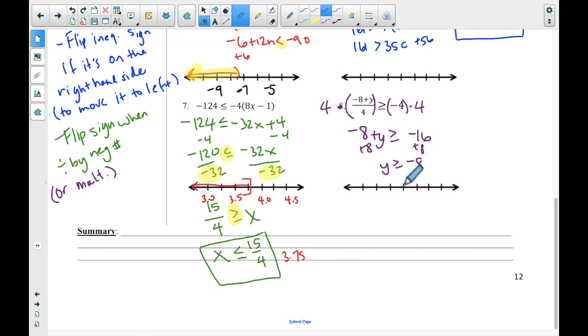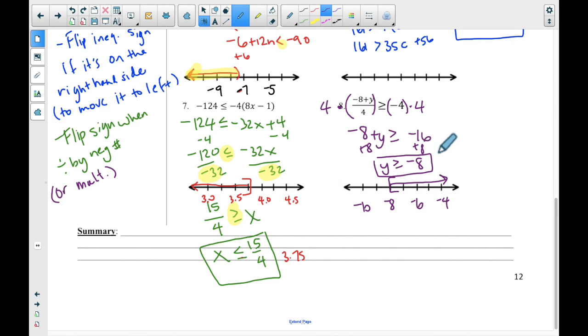We don't have to move the y because it's on the left-hand side, which is what we want. Negative 8, so I don't know, let's go negative 10, negative 8, negative 6, negative 4. Negative 8 is here. Greater than or equal to goes this way. And again, to check that, you can plug in a negative 6 and see if it works. If it makes it true, then it is shaded in the right direction.